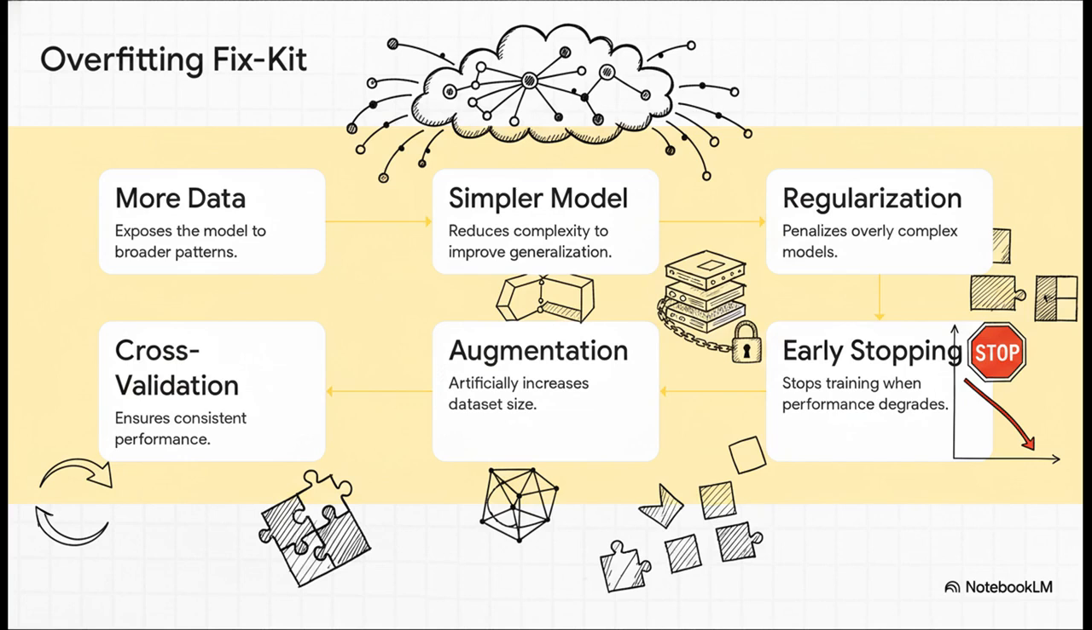So once you've spotted it, what's in your toolkit? Well, you've got some really powerful techniques. You can get more data, which helps your model see a wider variety of examples. You can try a simpler model architecture. You can use data augmentation, early stopping, or a big one, you can add regularization to penalize complexity. Let's take a closer look at that.